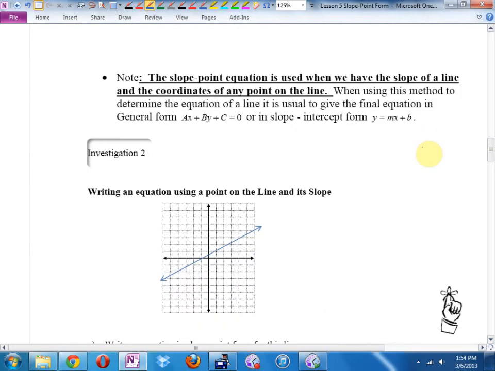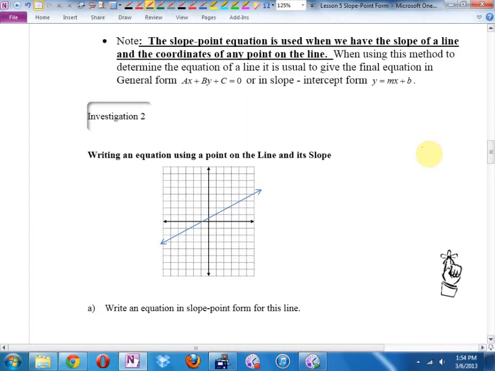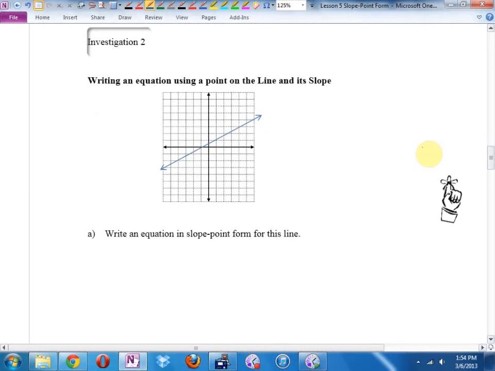Note, I wrote, turn the page. The slope point equation is used when we have the slope of a line and any other point. When using this method to determine the equation of a line, they will often ask you to give the final answer in what we call general form, where you make everything equal to 0 and it looks like something x plus something y plus something equals 0, or in slope-intercept form, where you get the y by itself. Say what? Investigation 2.